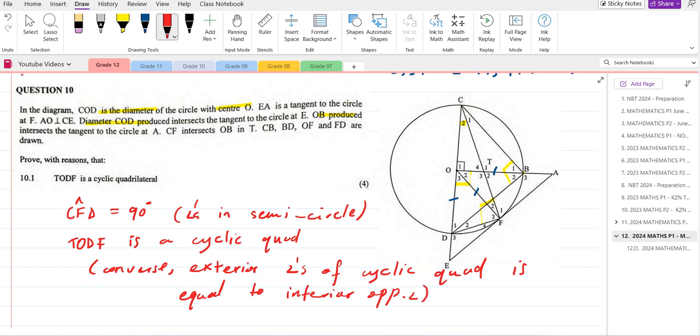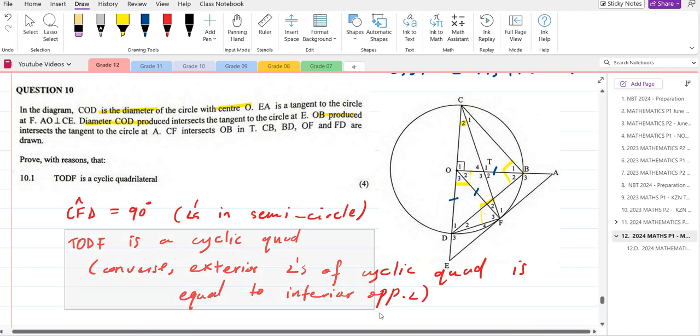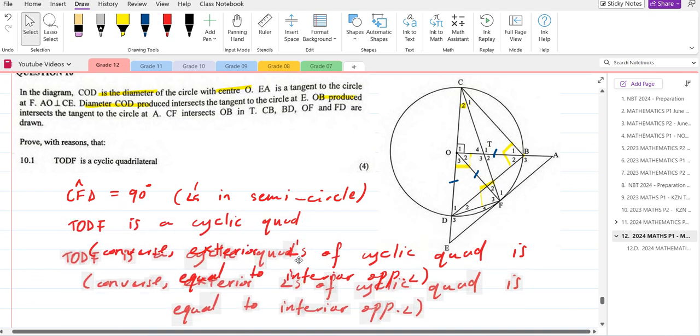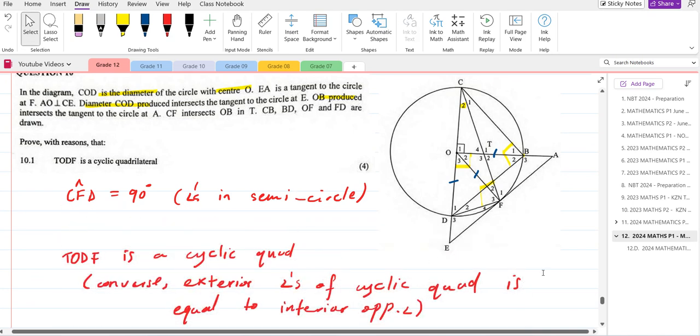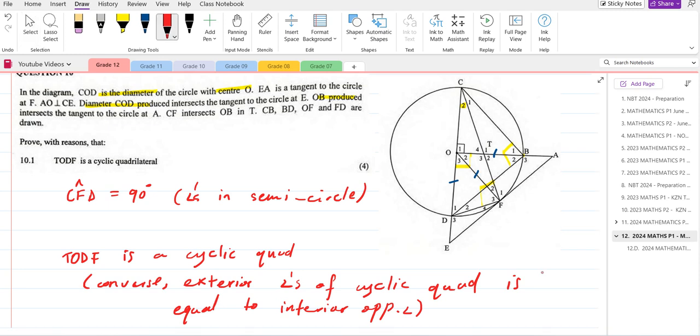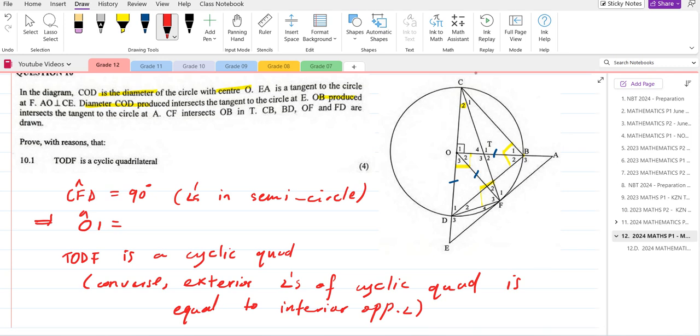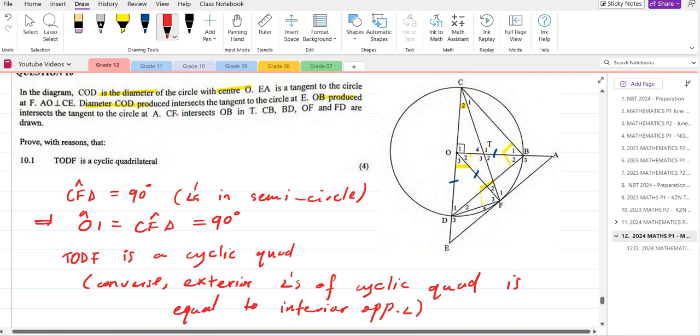Right, because we got, let's write it down, which is, this implies, should write one more information here. This implies angle O1 is equal to angle CFD, and both of them are 90 degrees, and that angle O1 is an exterior angle of a cyclic quad TODF. I hope you guys understood that.